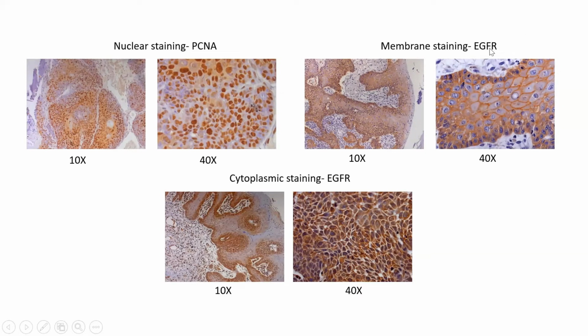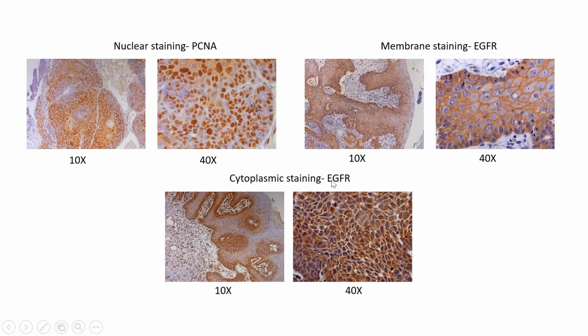Similarly, in oral cancer, EGFR is overexpressed. EGFR is present in the membrane. So when you add an antibody specific against EGFR and do IHC, you see this kind of membranous staining, where you can see each cell has one nucleus, a clear cytoplasm, and a membrane which gets stained by IHC. So wherever this kind of brown staining is present, all of these cells are expressing EGFR.